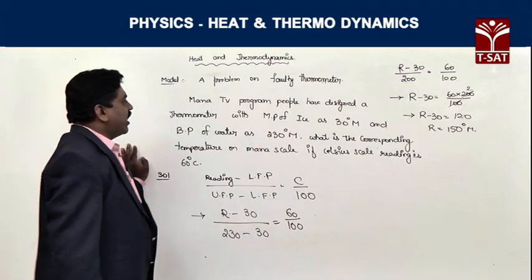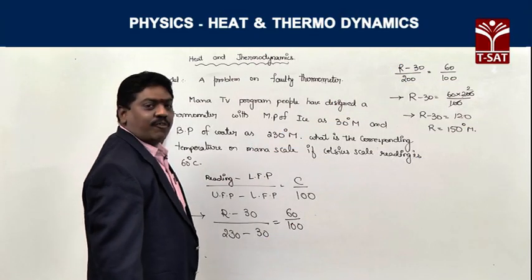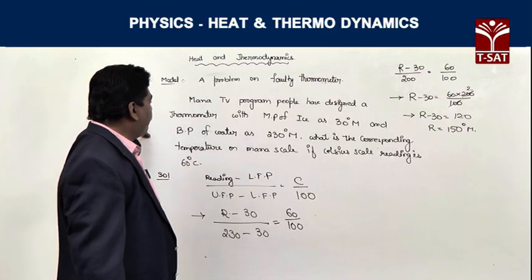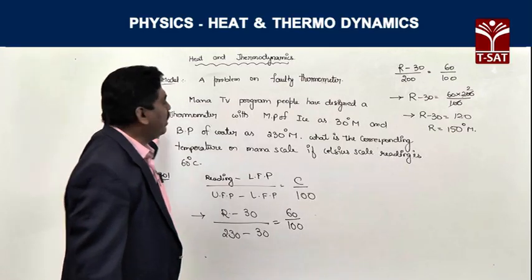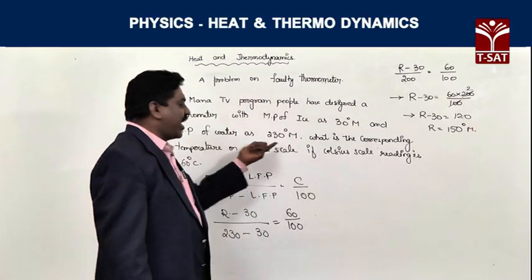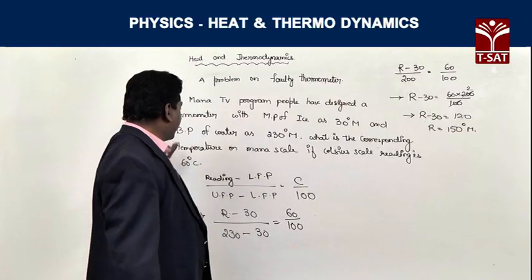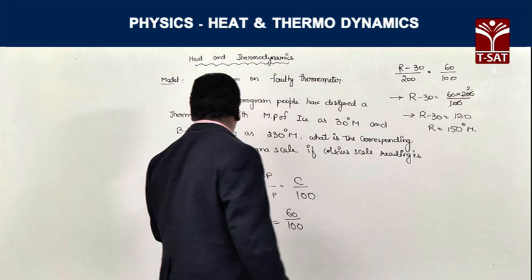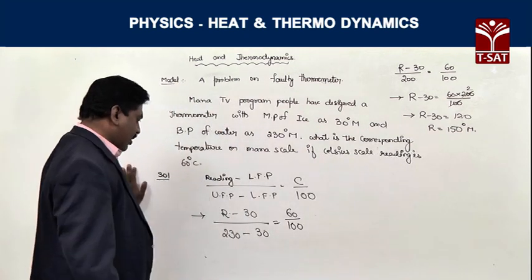Now, let us try to understand a problem on a faulty thermometer. Imagine that a TV program's people have designed a thermometer with the melting point of ice as 30 degree mana and the boiling point of water as 230 degree mana. What is the corresponding temperature on the mana scale if the Celsius scale reading is 60 degrees Celsius?